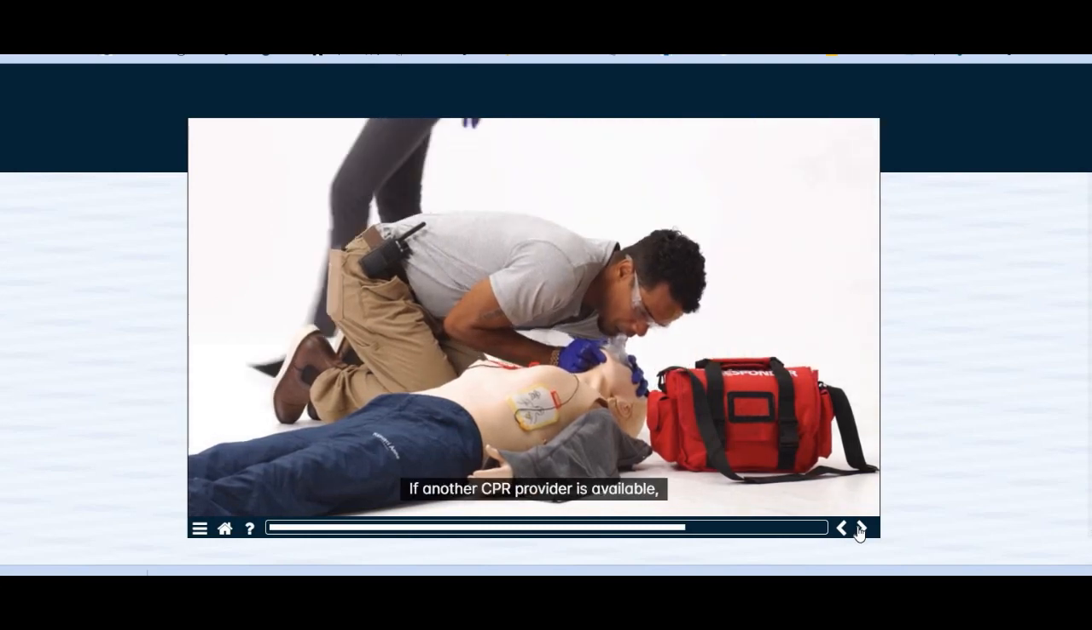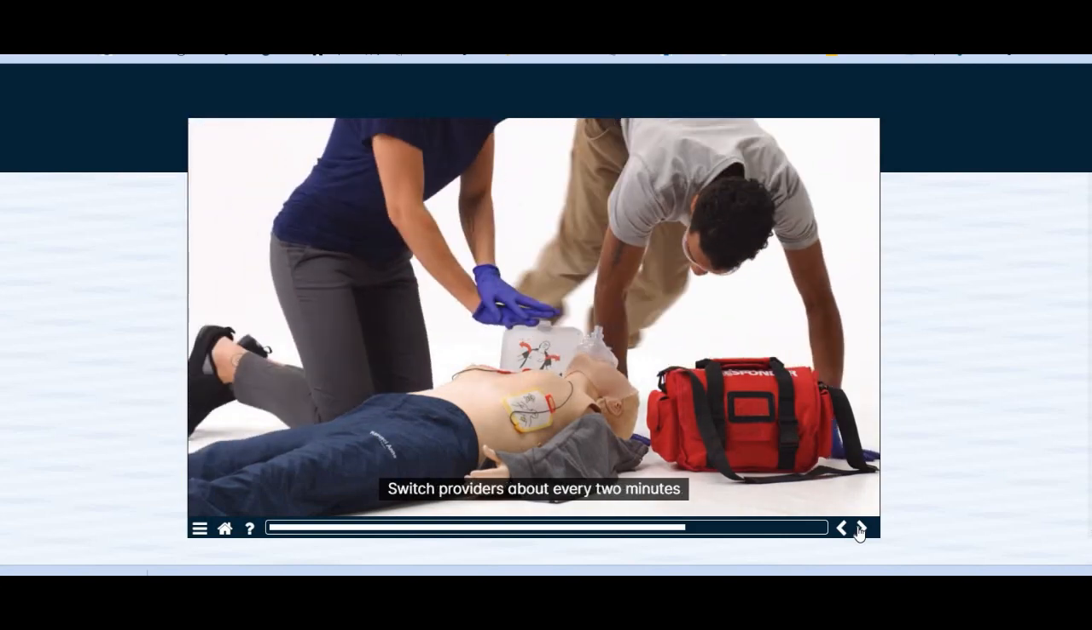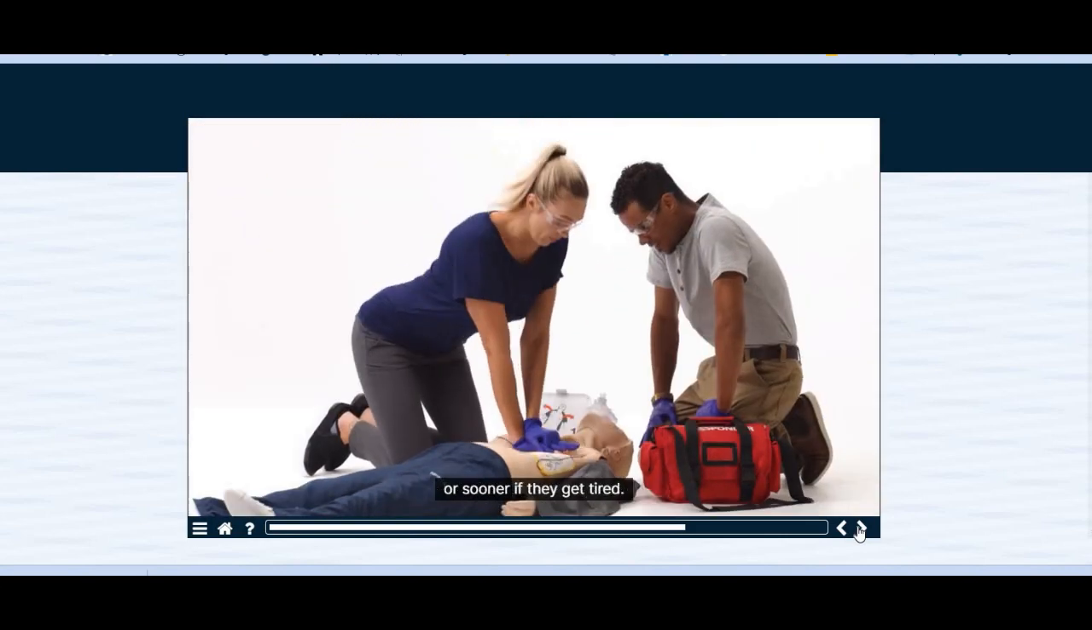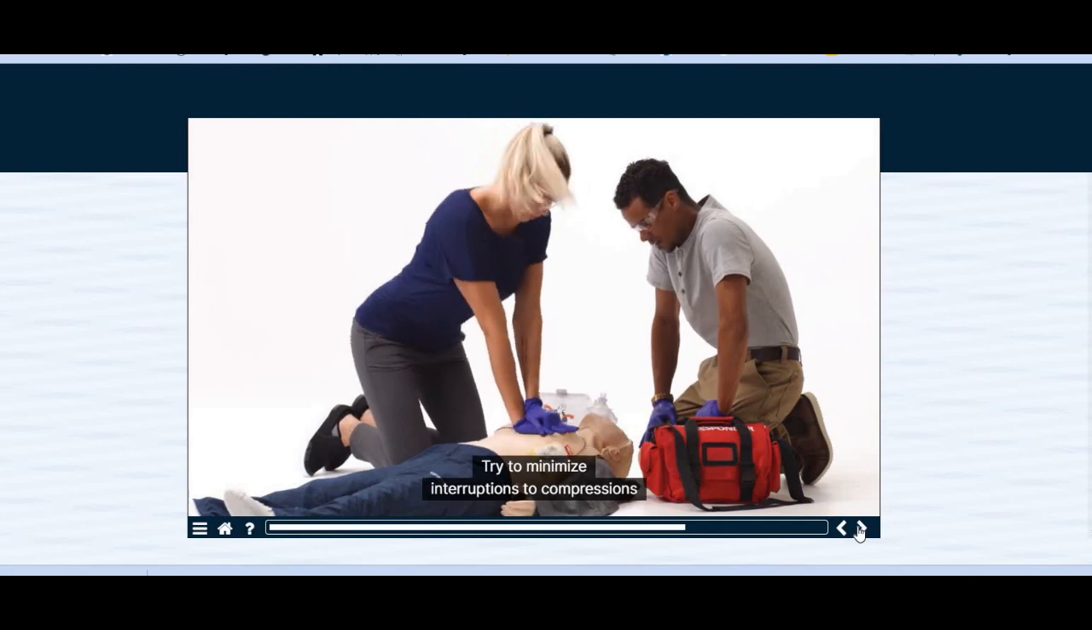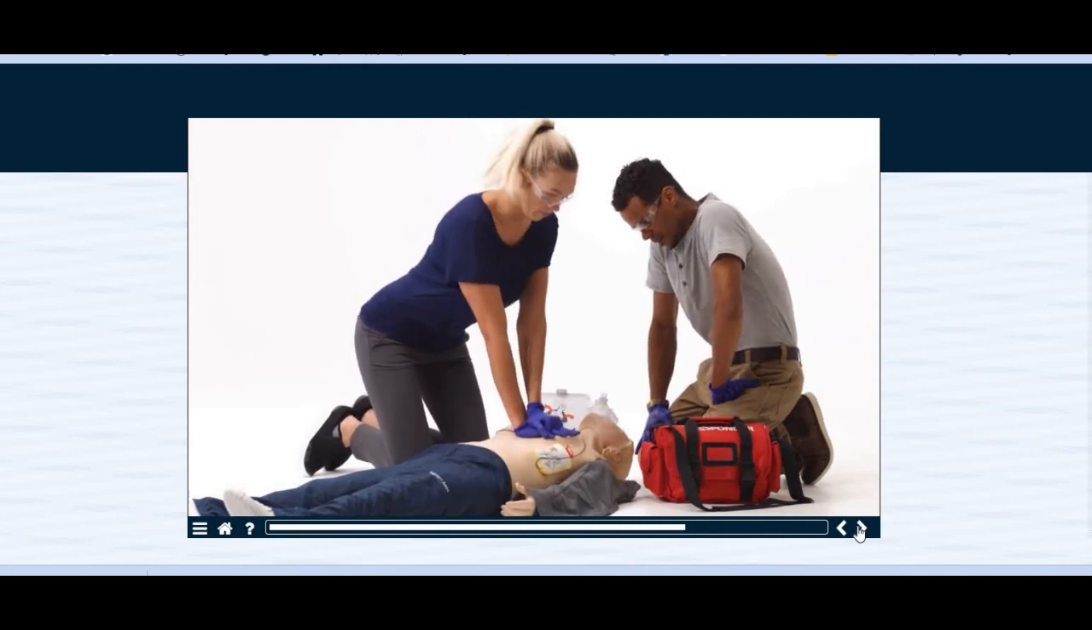If another CPR provider is available, take turns providing chest compressions. Switch providers about every 2 minutes, or sooner if they get tired. Try to minimize interruptions to compressions to less than 10 seconds.